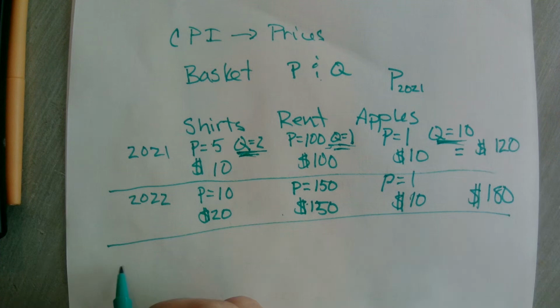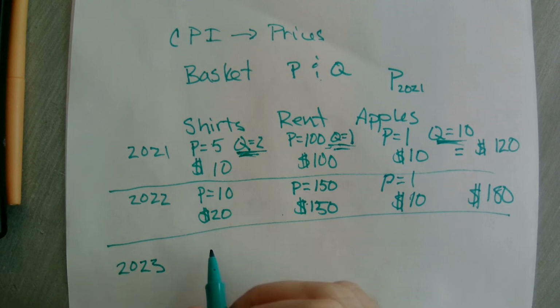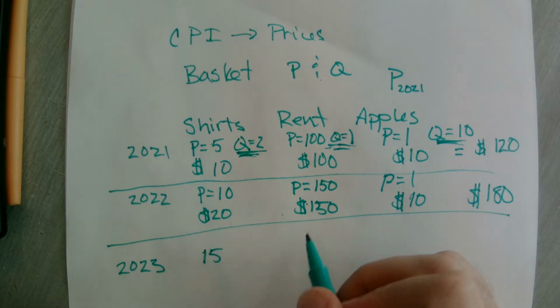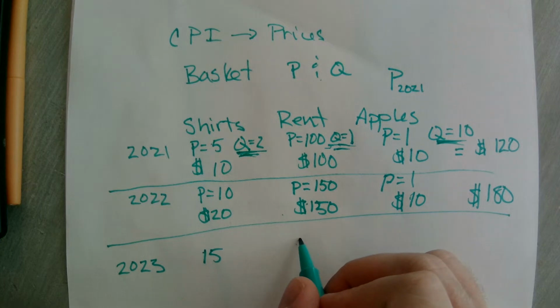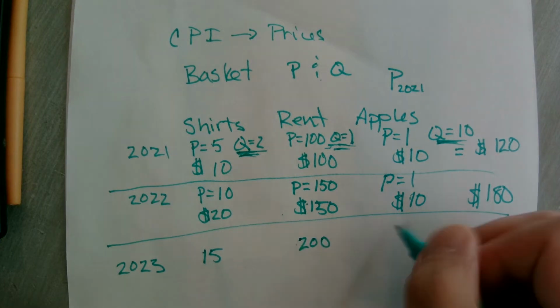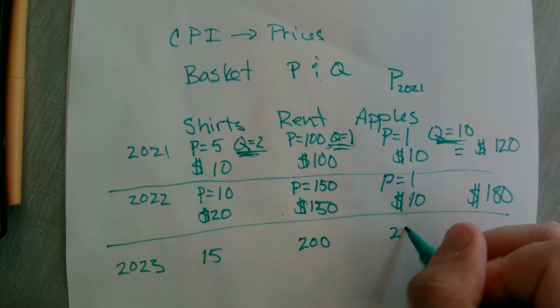Now let's say in 2023, just to give a complete picture, the price of shirts is now $15. The price of rent is $200, and the price of apples is $20.